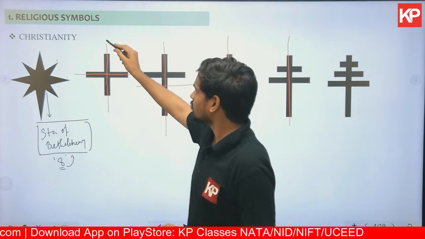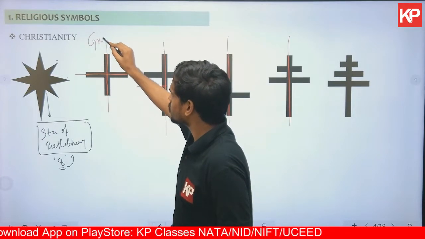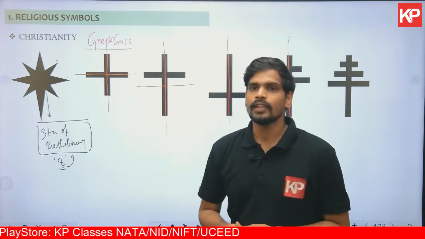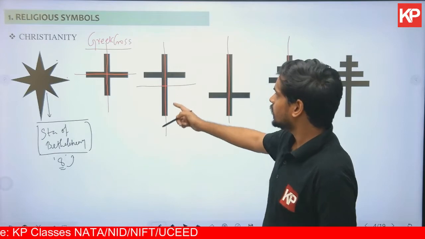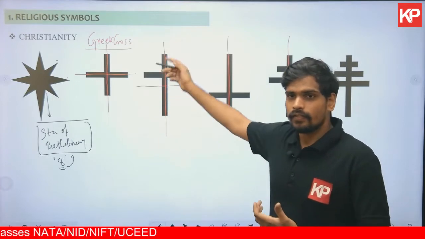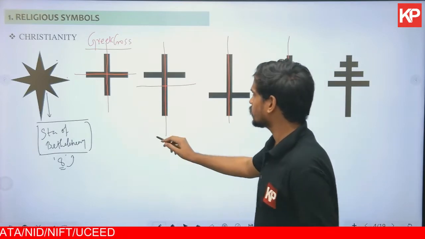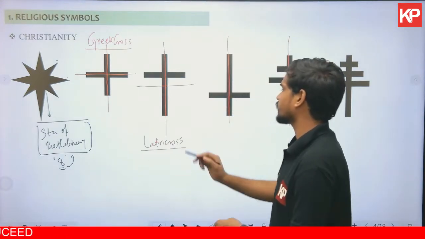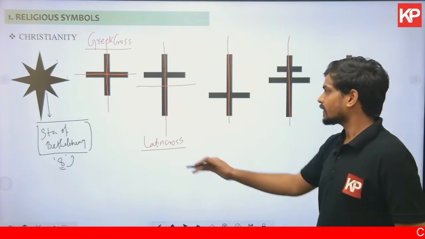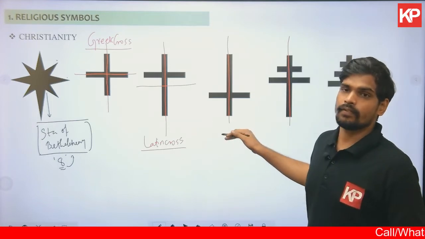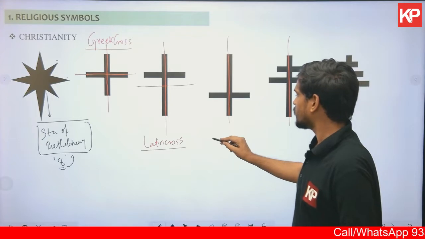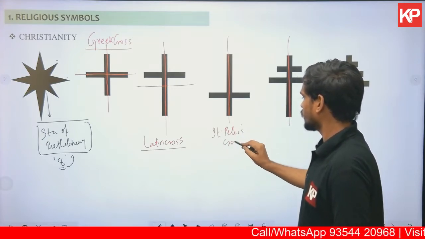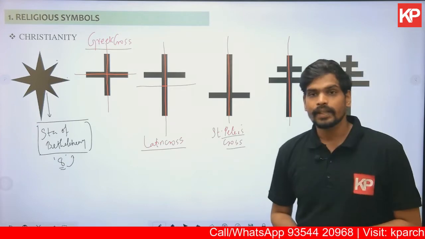And a bisymmetrical cross in Christian religious symbols is known as a Greek cross. This is not referred to as a Greek cross, it's a cross with an elongated central line. This is known as a Latin cross. The Latin cross was this shape of the cross on which Jesus Christ was crucified. So that is the Latin cross. The inverted version of the Latin cross is known as Saint Peter's cross. Saint Peter's cross also is a religious symbol in Christianity.